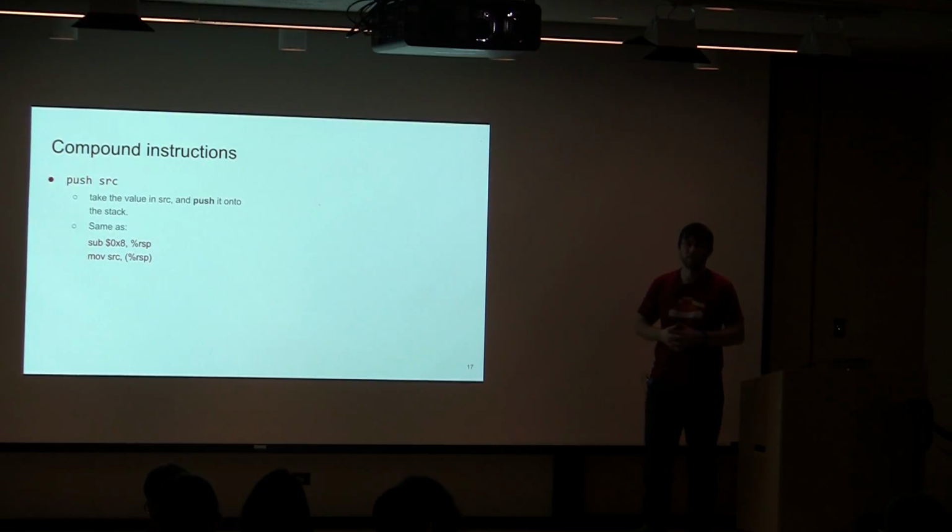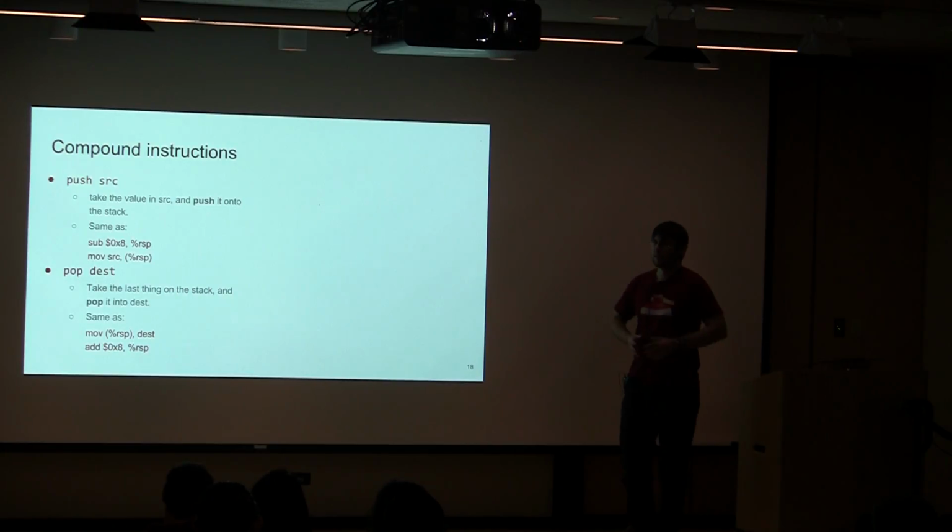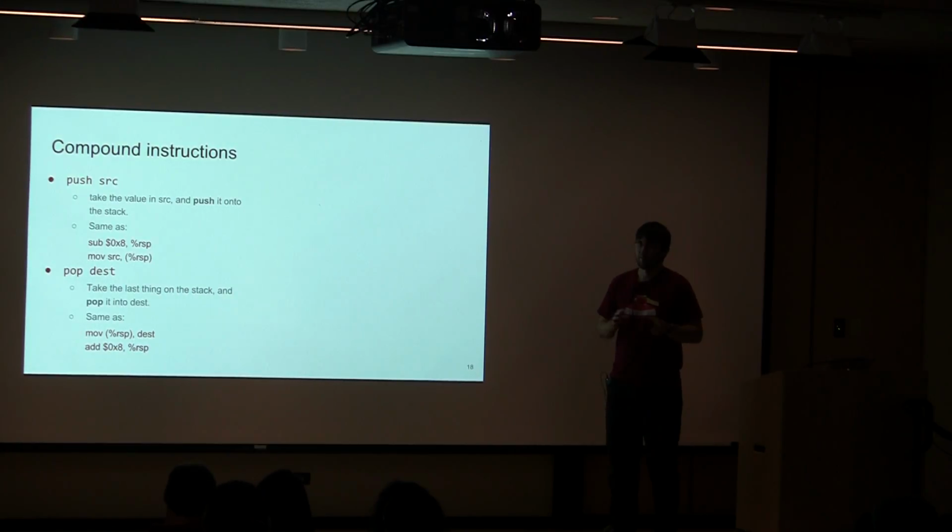Okay, and then there are a few more instructions that are combinations of others, just for convenience, that you'll see. Push and pop are really useful for putting things on and taking things off of the stack. What they do is they move something onto the stack and they update the stack pointer all at once. That way the stack pointer always points to the bottom of the stack. So push will take that source and put it onto the stack. Pop will take whatever is on the stack and move it into the destination.